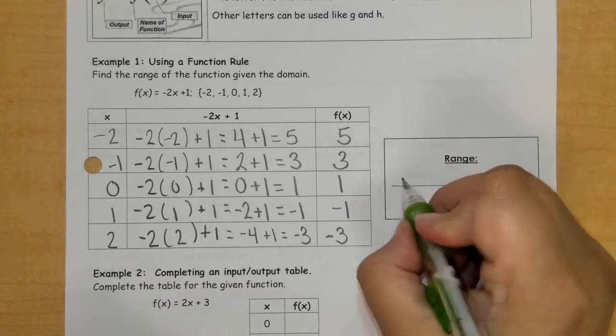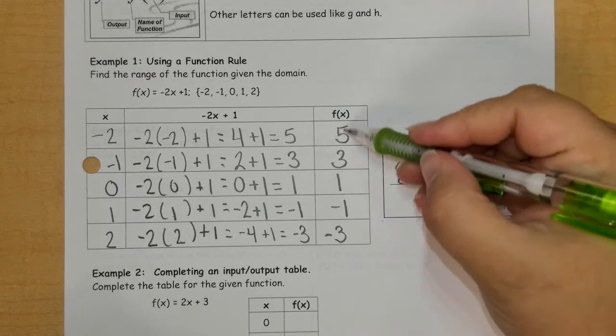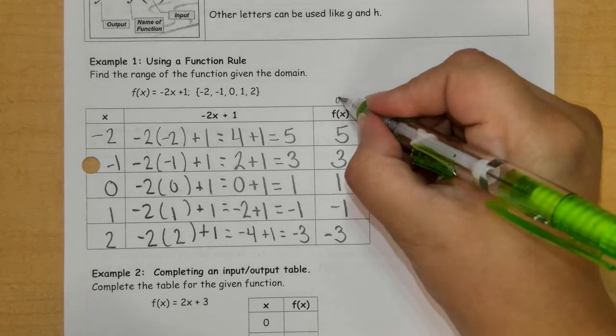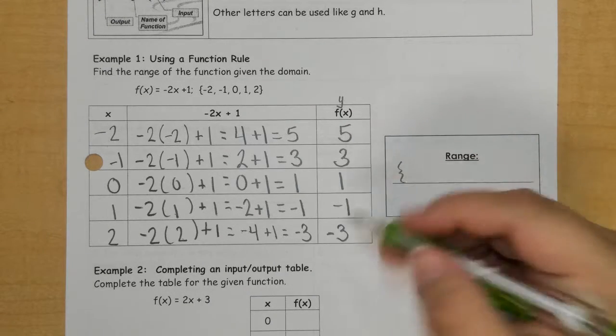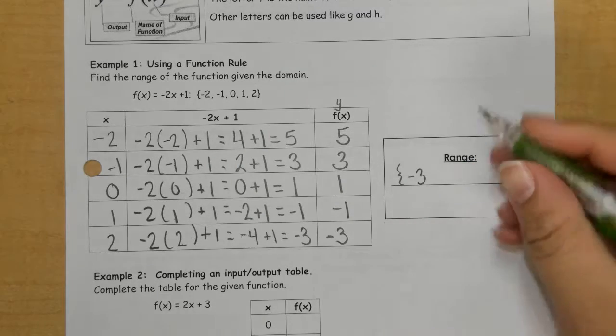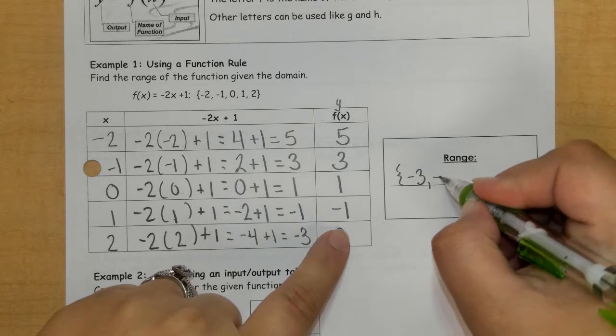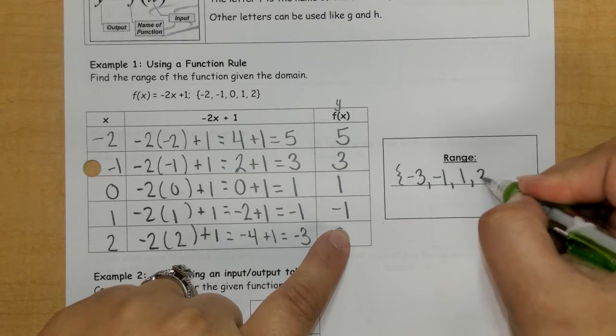So now I have my range, which is listed here, right, because f of x means your y. And I have got all of these numbers. I'm going to put them in order of least to greatest. So I'm going to flip them around, saying -3, -1, 1, 3, and 5.